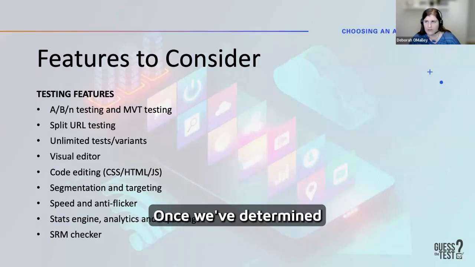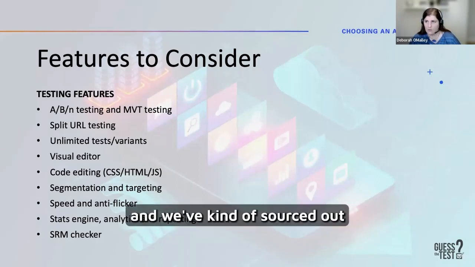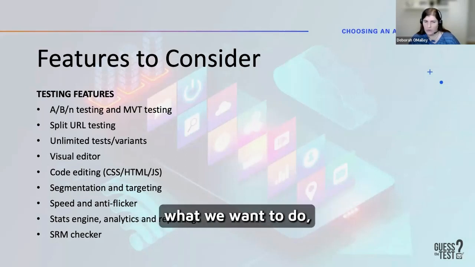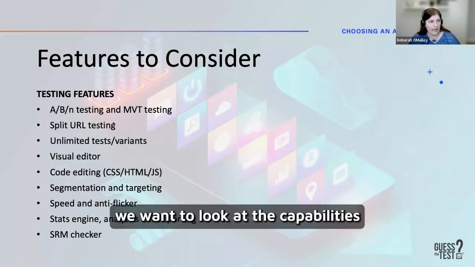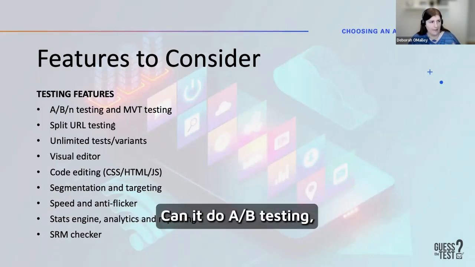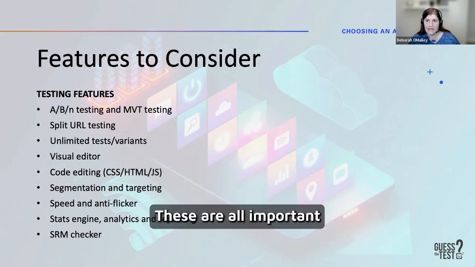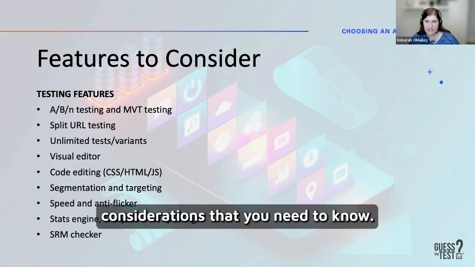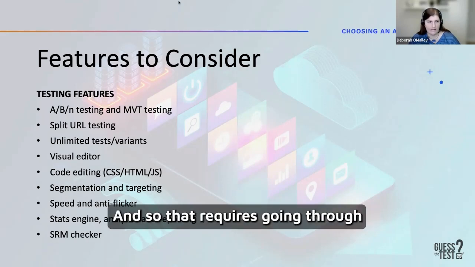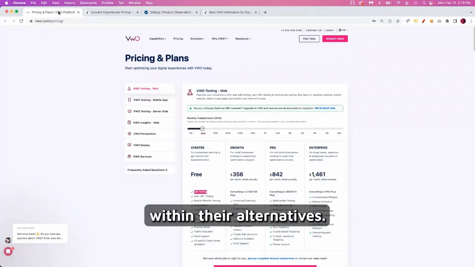Once we've determined if we're going monthly or annual, and we've kind of sourced out what we want to do, we want to look at the capabilities that the testing platform has. Can it do A/B testing, multivariate testing? Can it do split URL testing? These are all important considerations that you need to know. And so that requires going through the pricing charts and looking at what they actually offer within their alternatives.